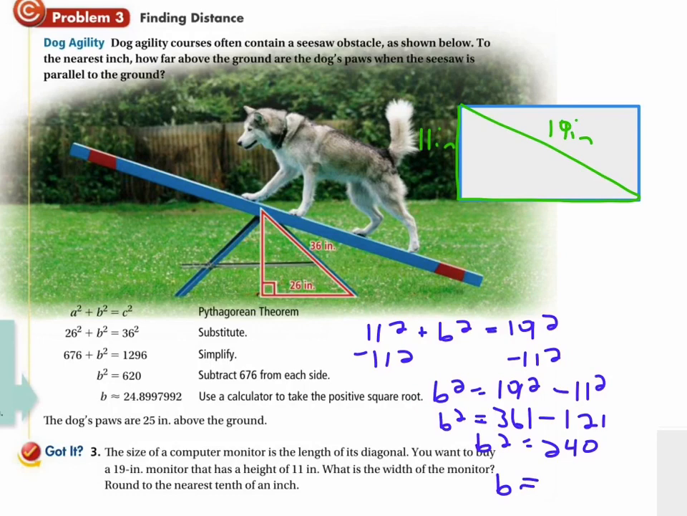and round it to the nearest tenth, we get 15.49, which rounds to 15.5. So, what is the width of the monitor? The width is 15.5 inches when rounded to the nearest tenth of an inch.